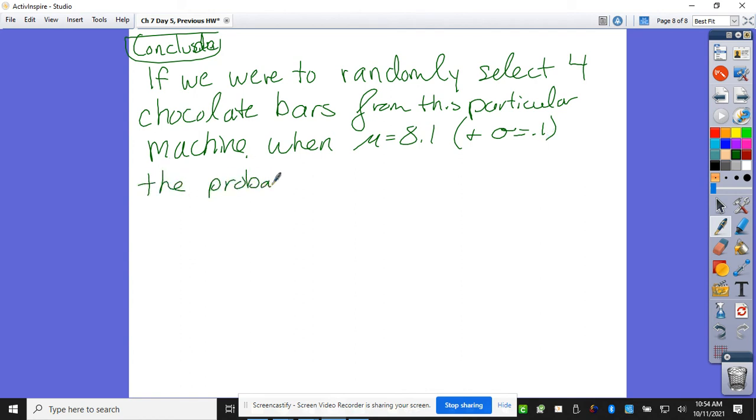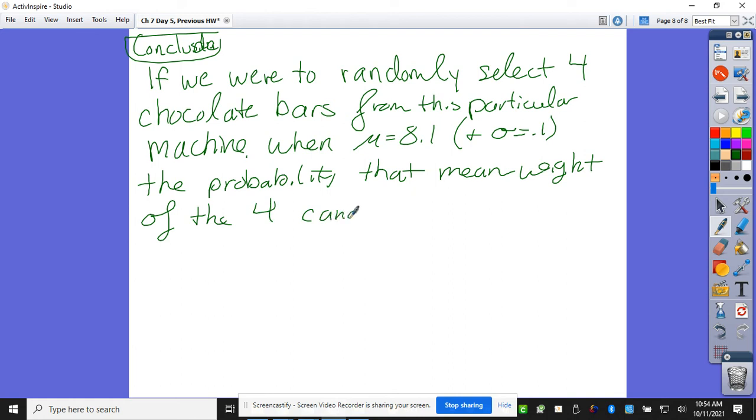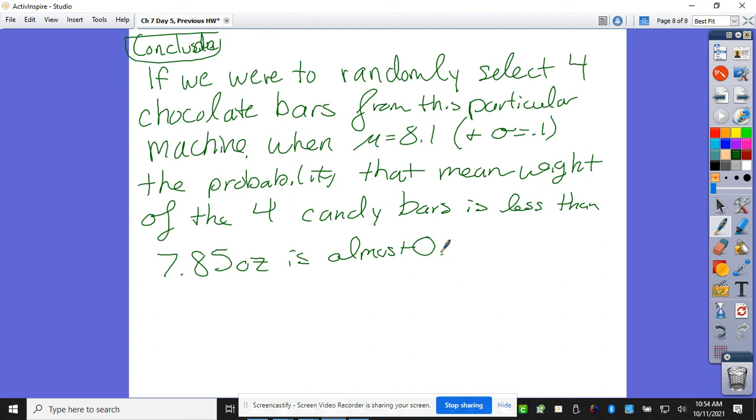The probability, I think this one ended up being word for word too. Probability that the mean weight of the 4 candy bars is less than 7.85 ounces is almost 0. Or 0.000000287.